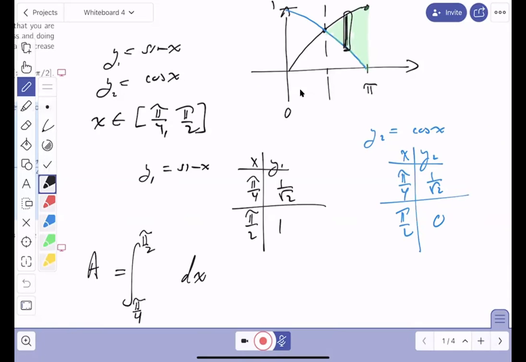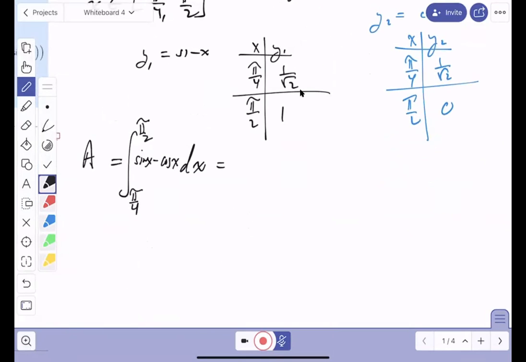Now the question is, what's the height of that thing? Well, the height of it's going to be upper minus lower. And what's the upper curve? It's the sine. And what's the lower curve? It's the cosine. Now you have an answer key. So if we make a mistake, we will know we made a mistake just by looking at the answer key.